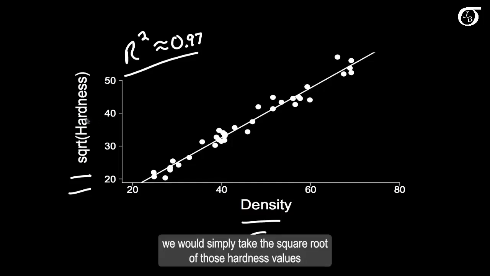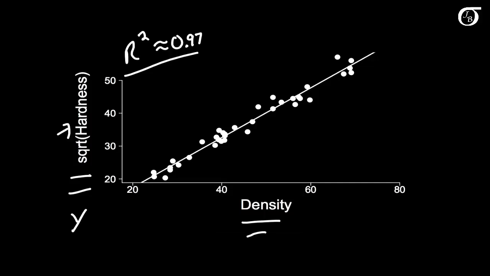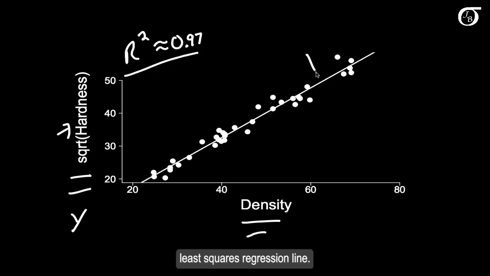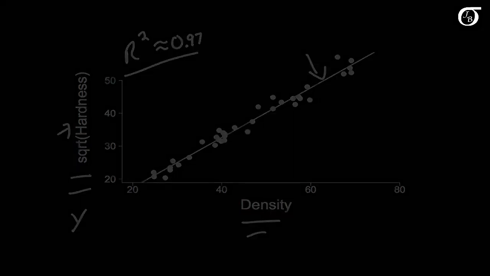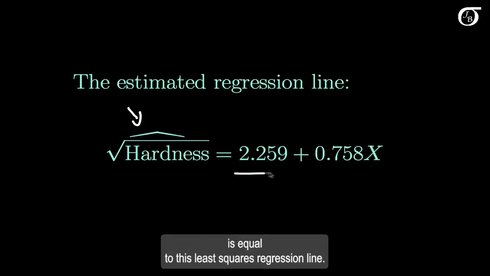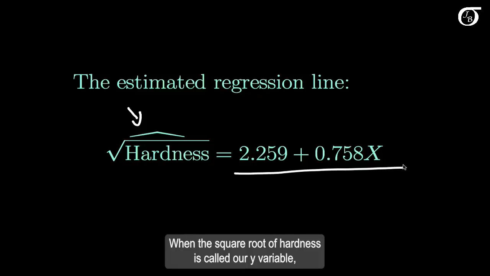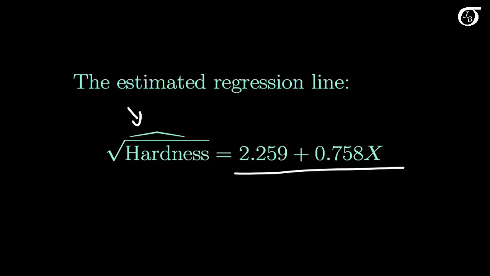To fit this model, we would simply take the square root of those hardness values and call the square rooted hardness values our y values, and then just fit the model in the usual way. I've done that here and fit in this least squares regression line. So let's see what the slope and intercept of that line are. Here's our estimated regression line, and I have a big hat here representing that this is the predicted square root of hardness is equal to this least squares regression line when the square root of hardness is called our y variable and our density is called the x variable.